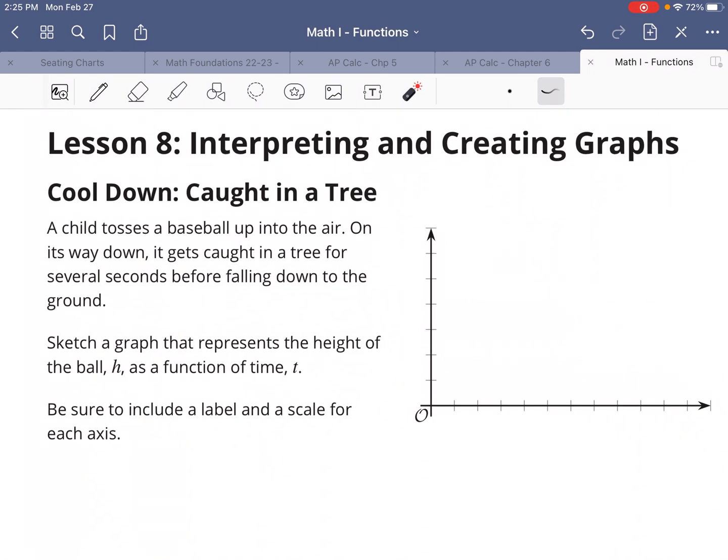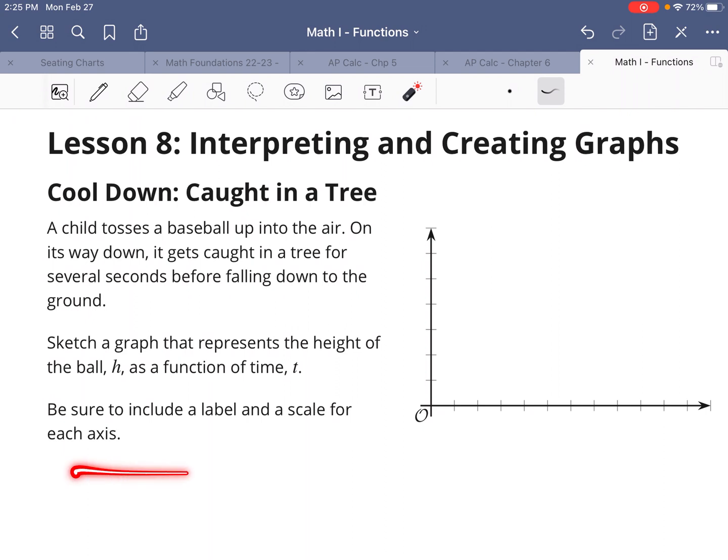What you need to do is sketch a graph that tells a story. A child tosses a baseball up into the air. On its way down, it gets caught in a tree for several seconds before falling down to the ground. Sketch a graph that represents the height of the ball, h, as a function of time.